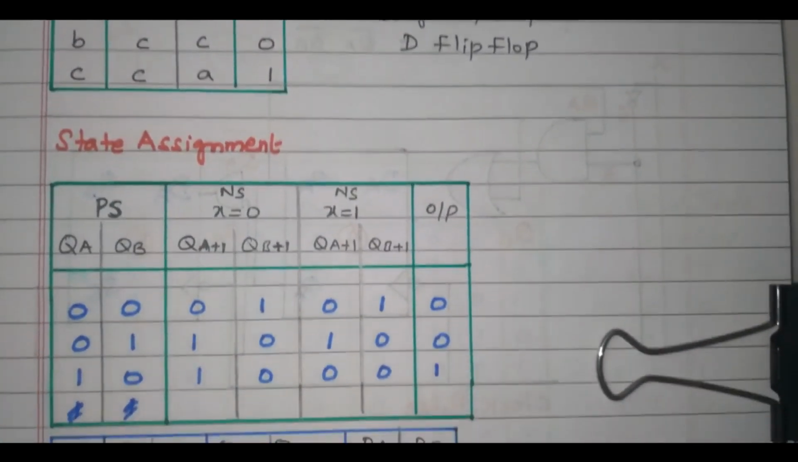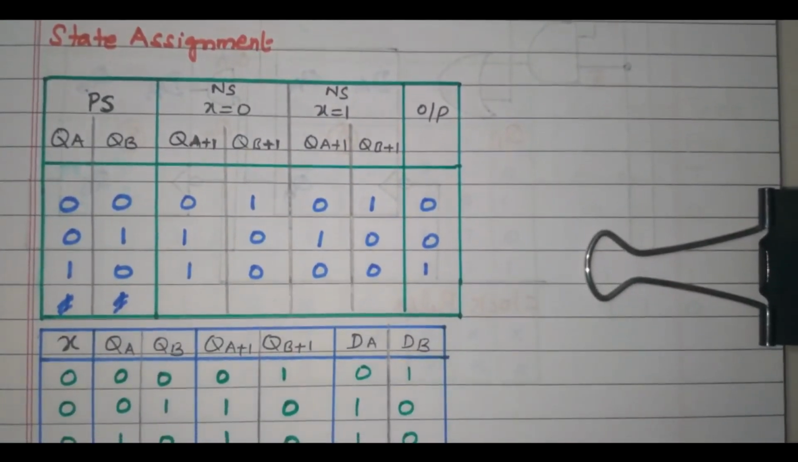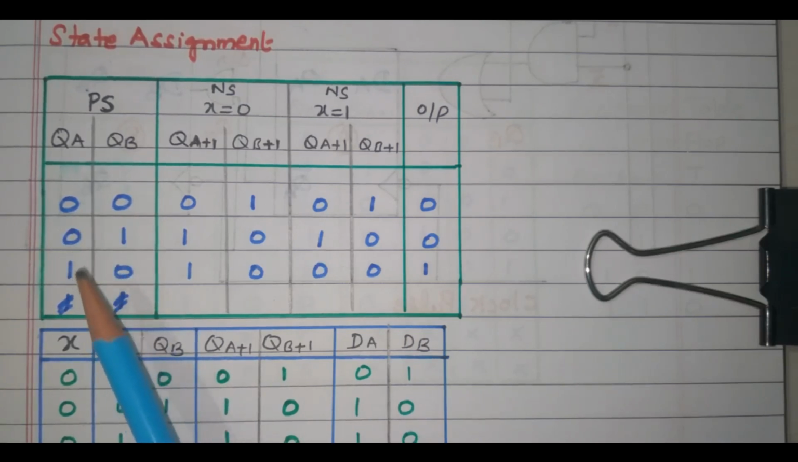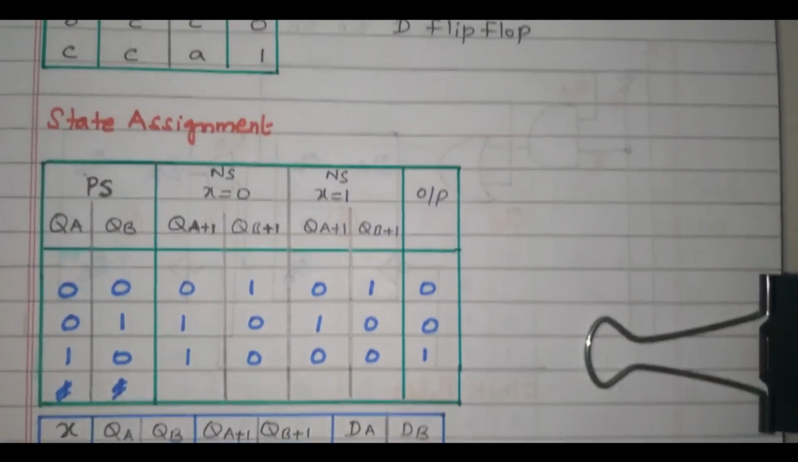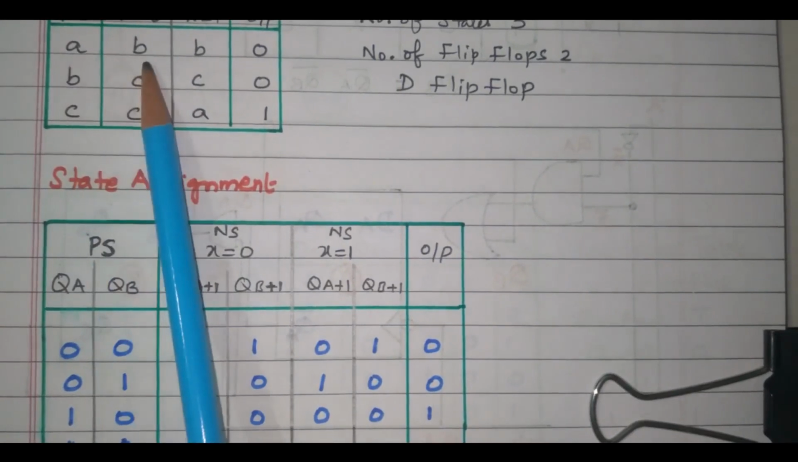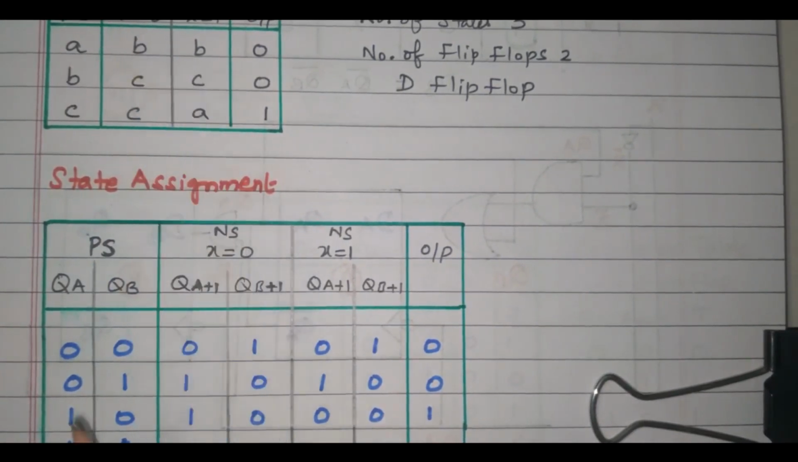Now we will see this state assignment. There are 3 states: 0, 0, 0, 1, 1, 0. 1, 1 is not available, only 3 states 0, 0, 0, 1, 1, 0. So how does it change? A goes to B for x equal to 0 as well as x equal to 1. What is B? B is nothing but 0, 1. A is 0, 0, B is 0, 1.